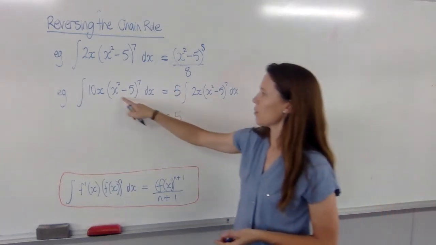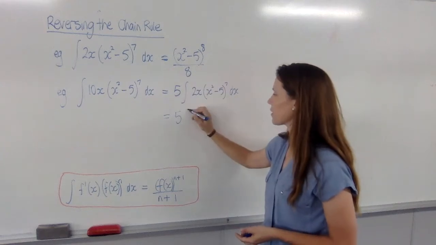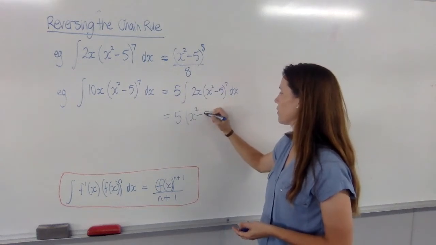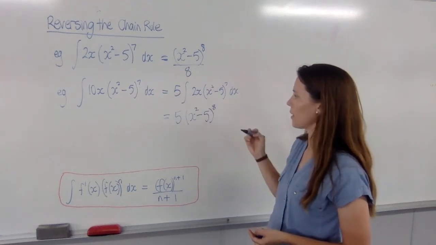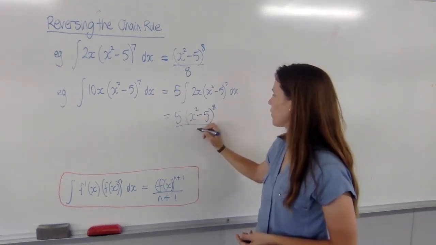So you'll think, all right, what's the function that's in the brackets? It's the x squared minus 5. I need to raise it to a slightly higher power than what I was given, so that'll be to the power of 8, and I need to put it over 8.